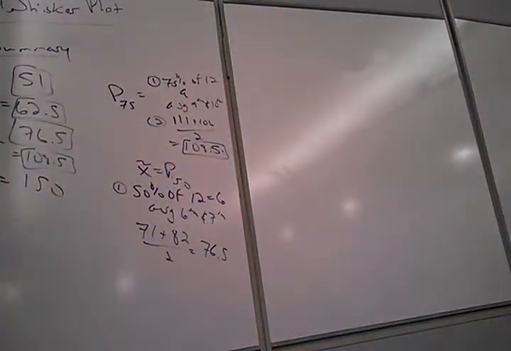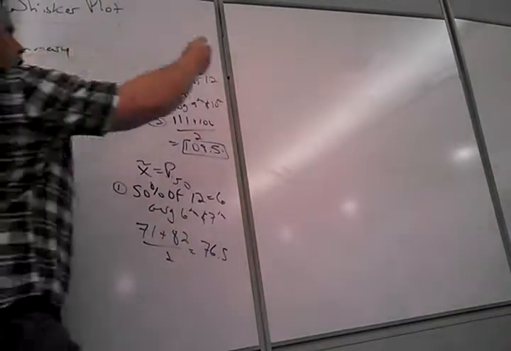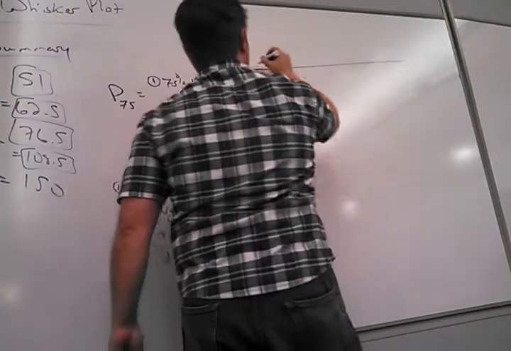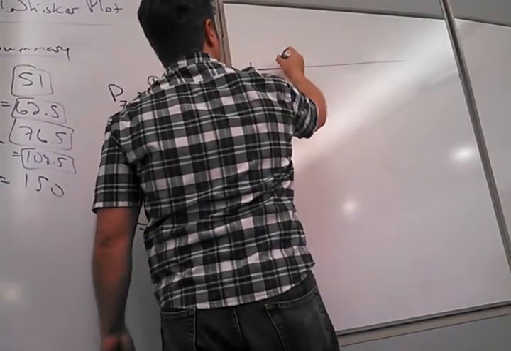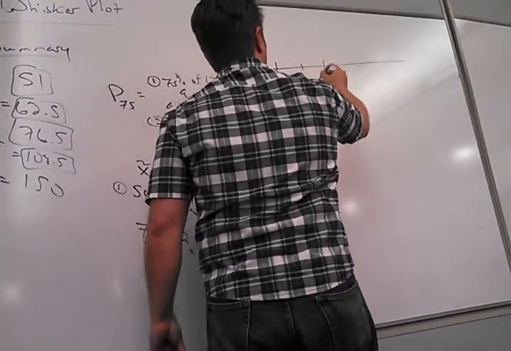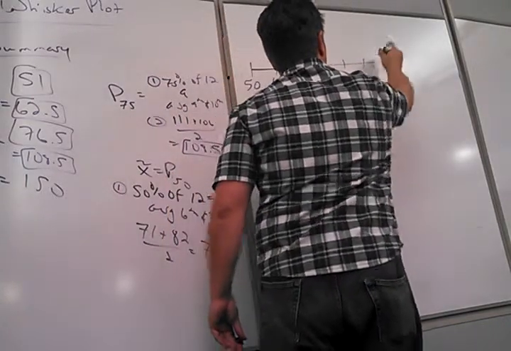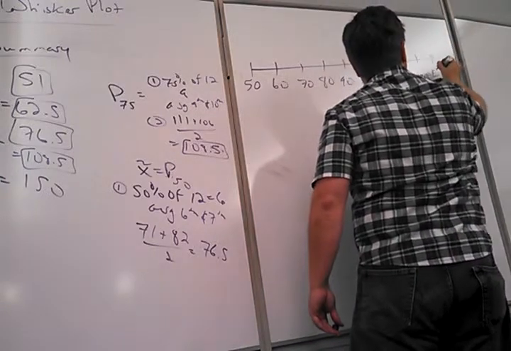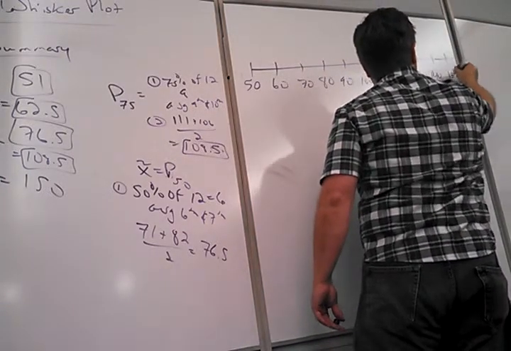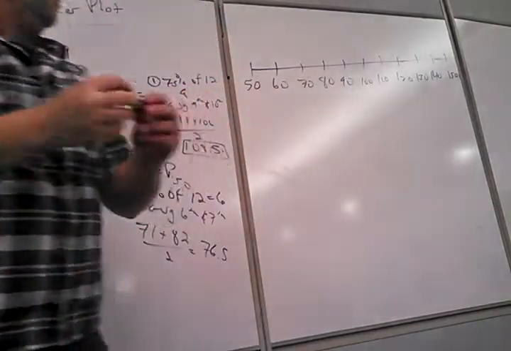So my 5-number summary goes from 50 to 150 roughly. So I'm going to make a scale including those things, 50 to 150. So let me go by 10. Why not? 60, 70, 80, 90. Okay. Hopefully your scale would be better than mine.